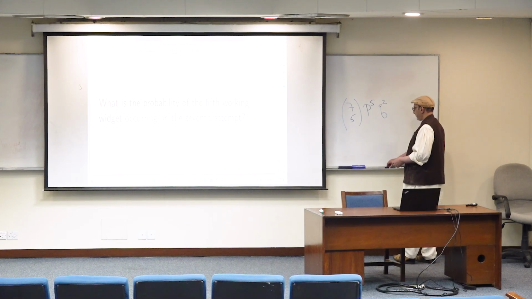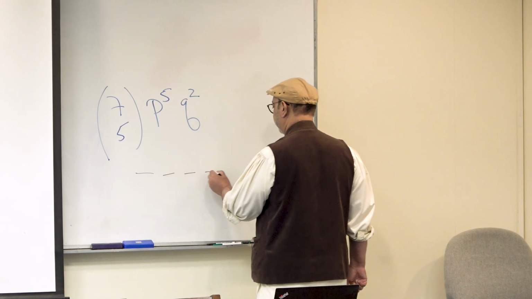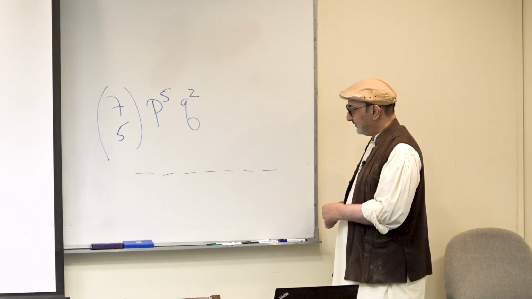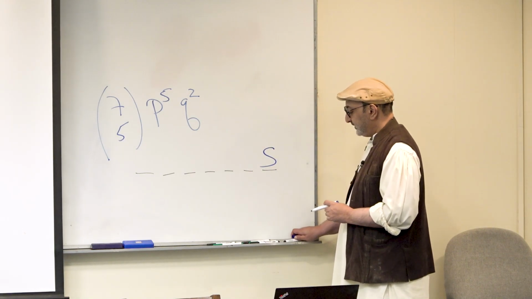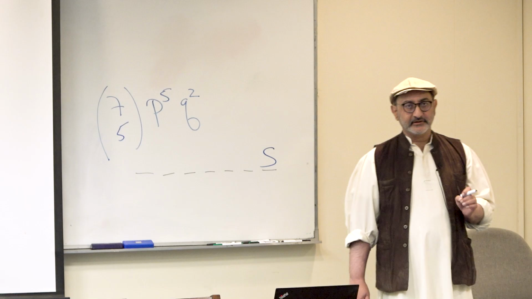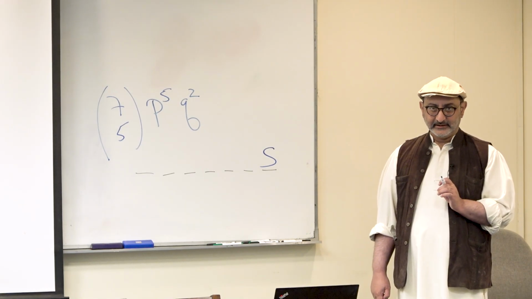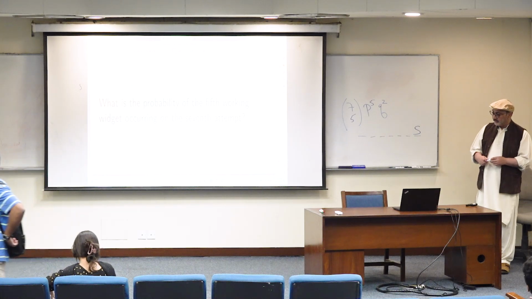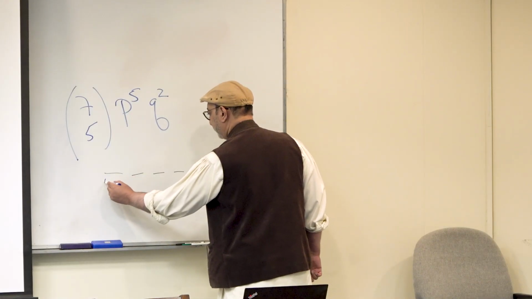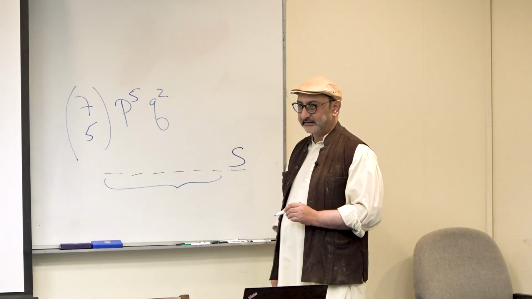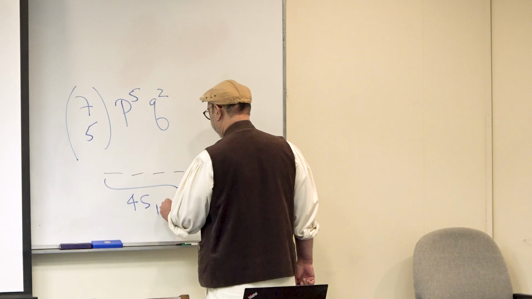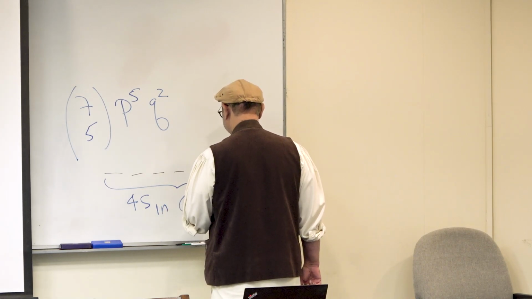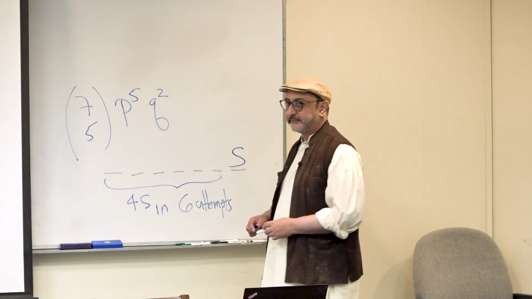Okay, so we've got 1, 2, 3, 4, 5, 6, 7 attempts, right? And we specify that the 5th success should occur on the 7th attempt. Now how do we work out the probability? Okay, so in the remaining 6 attempts, we need 4 successes in 6 trials. We need 4 successes in 6 trials.